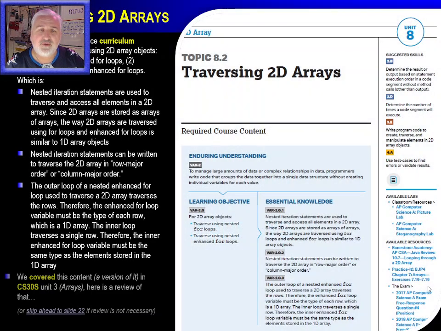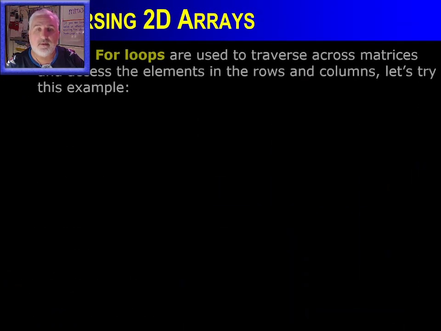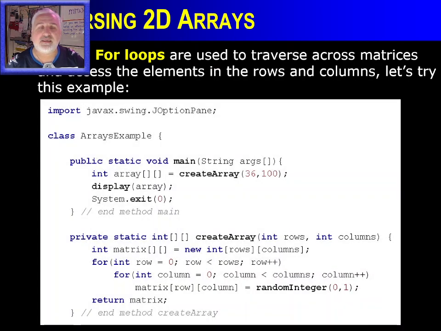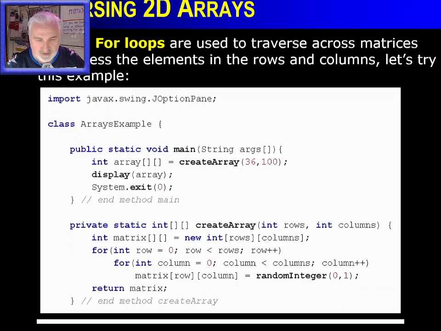So traversing 2D arrays is basically the same as traversing one-dimensional arrays, except now instead of using a single for loop, you use nested for loops. Okay? So here is an example of a nested set of for loops going through rows and columns.